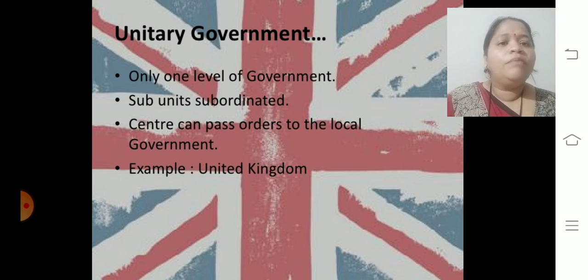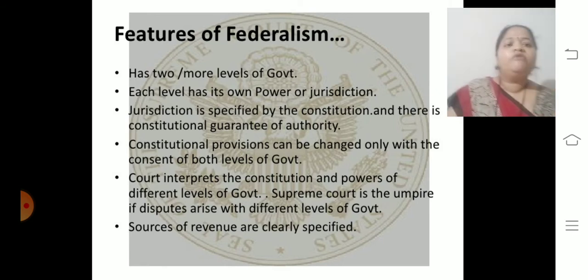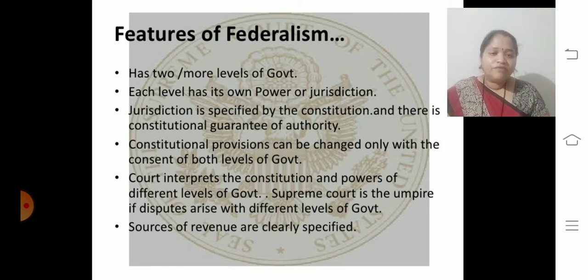Now we have talked about the unitary government and the first one, in which power is divided, so these are the two types of government we are able to see. Children, before going further, these are the two types of government under federalism.